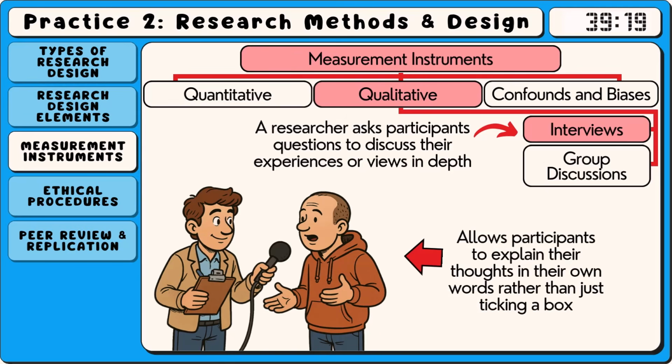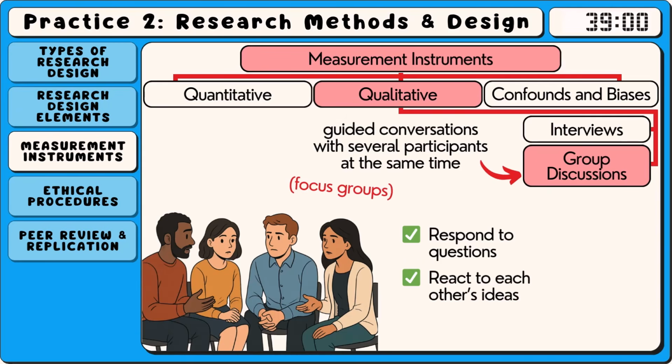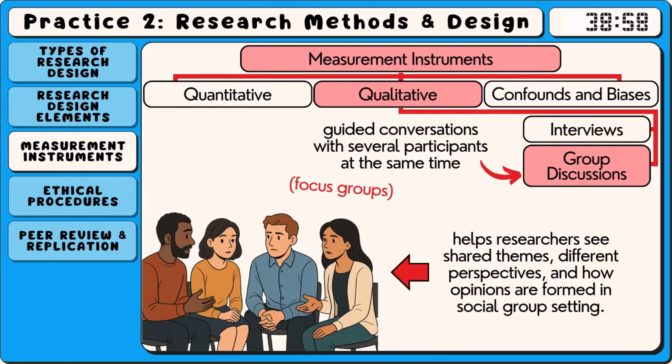This allows participants to explain their thoughts in their own words rather than just ticking a box. This gives researchers detailed insights. Group discussions are guided conversations with several participants at the same time, often called focus groups. In these discussions, participants respond to questions and also react to each other's ideas. This helps researchers see shared themes, different perspectives, and how opinions are formed in social group settings.